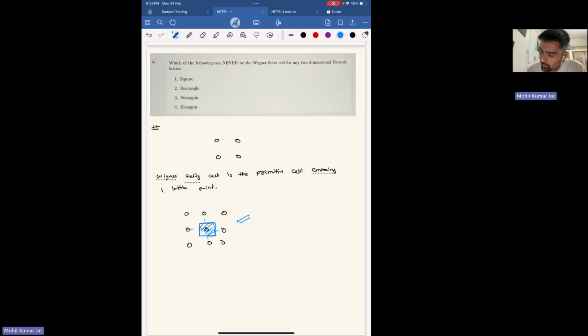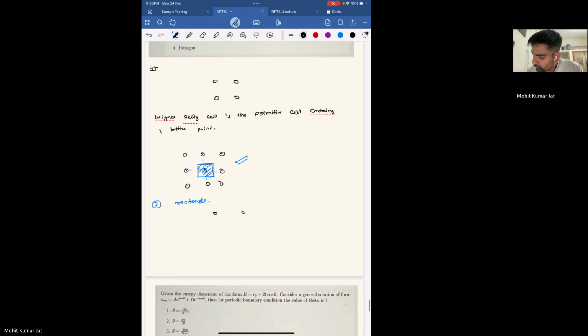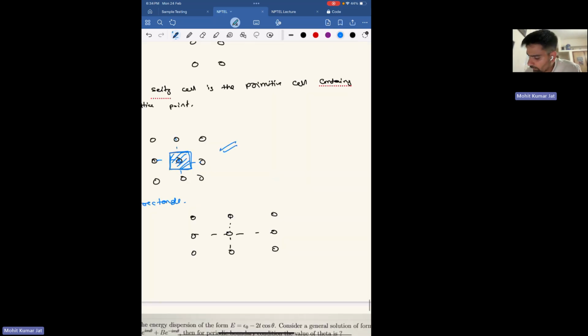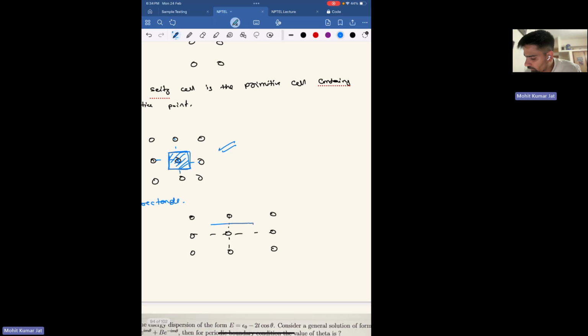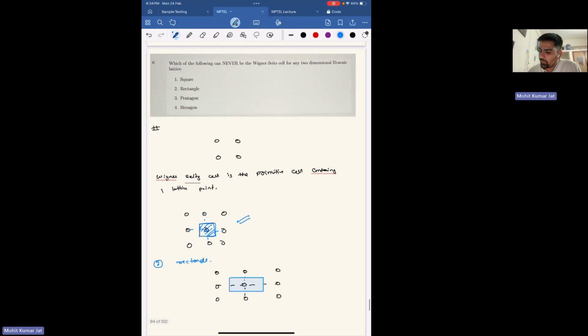In the rectangle, yes, this is also true. Let me show you the rectangle. If this is a rectangle, then let's bisect it, and what we will get will be this, this, and this. So this will be the Wigner-Seitz cell for the 2D Bravais lattice.